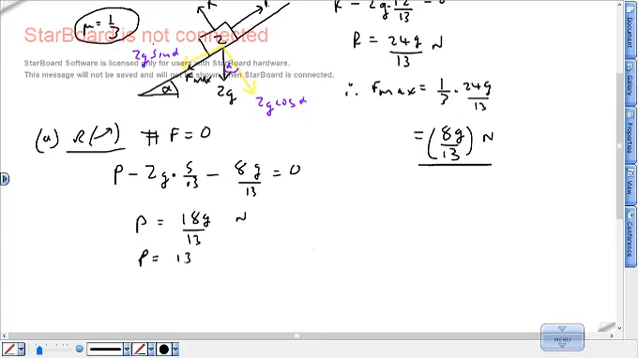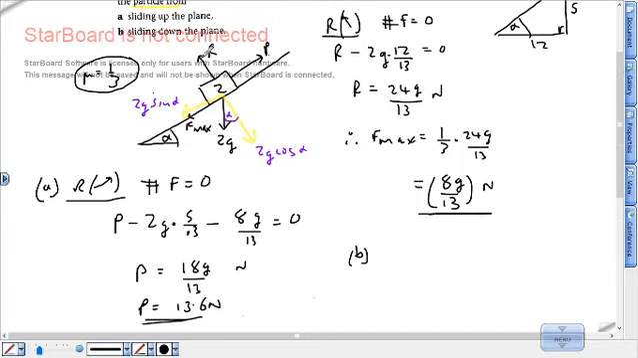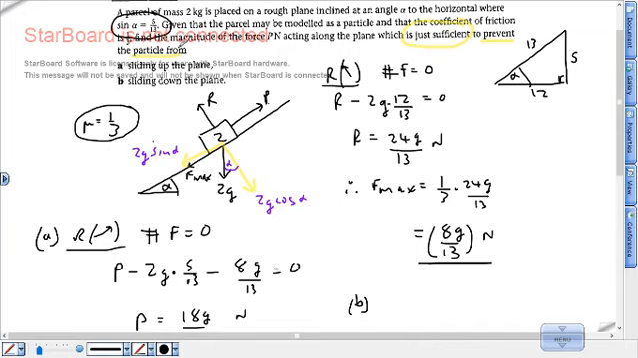So 13.6 newtons. Okay. Now for part B, I'll just squeeze it in just down here. Part B says the maximum that P can be, a magnitude P, is sufficient to prevent it from sliding down. If it's going to slide down, then F max is going to assist it in that way, F max. And what will that have to be to stop it sliding down?